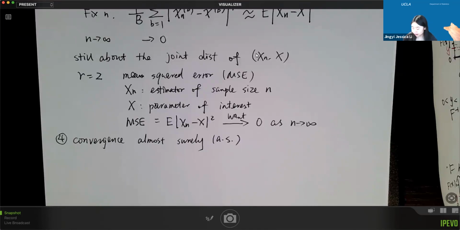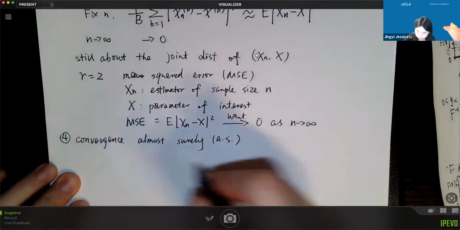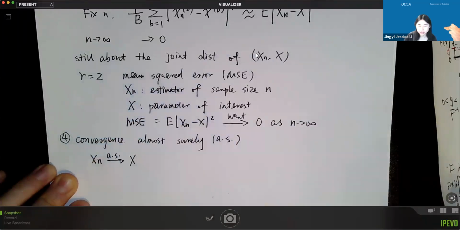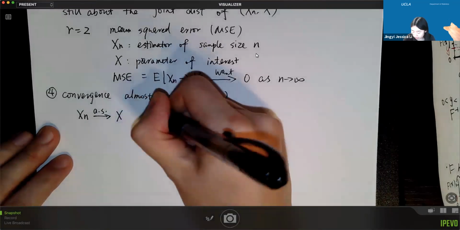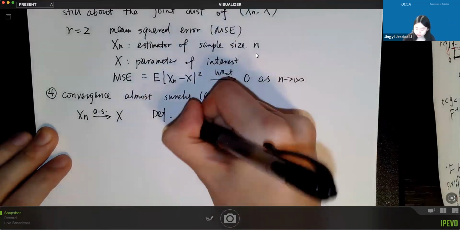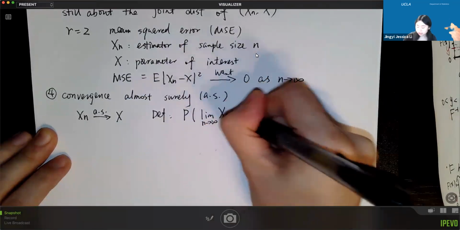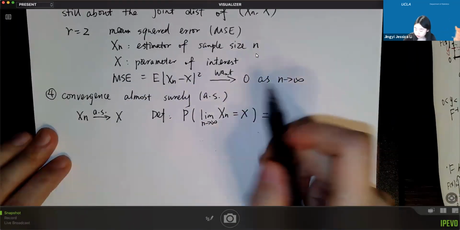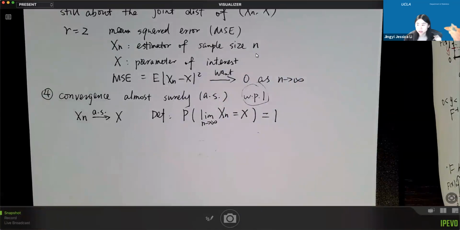So still, think about this realization. What it actually requires is this. I'm going to write down the definition. It's written as Xn converges a.s. to X. When we write this, what we're actually implying is that the probability that the limit of Xn is X, this event happens with probability 1. That's why this is also called with probability 1. Sometimes you will see people writing it this way. When they write with probability 1, they mean almost surely.